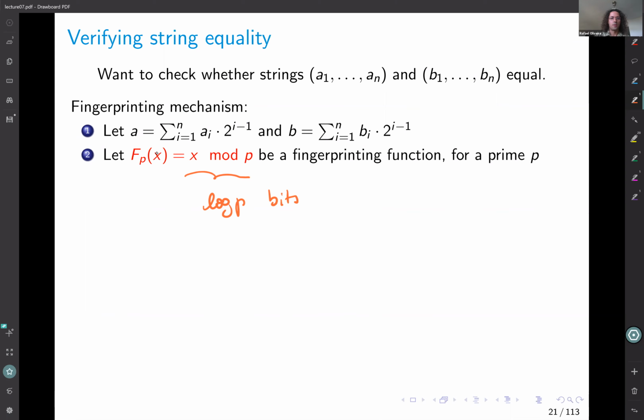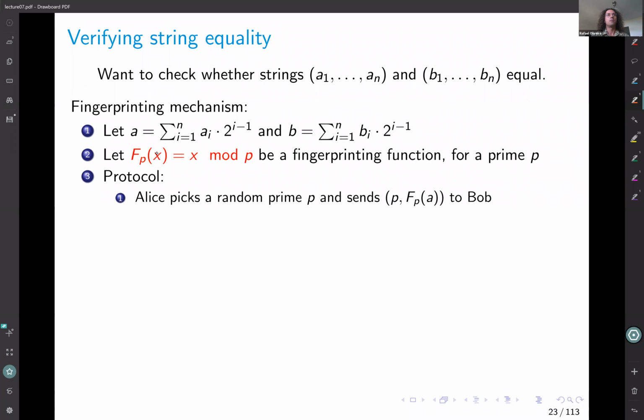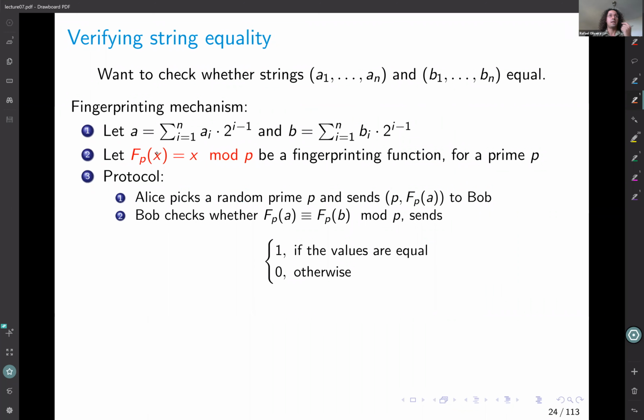So here's the protocol. Alice will pick a random prime p, and Alice will send both p and the fingerprint of her database to Bob, right? So we're sending the prime plus the fingerprint. Then Bob is going to check, because if Bob knows the prime, Bob knows how to compute his fingerprint. So Bob checks whether the fingerprints are the same, and then he will send 1 if the values are equal, or 0 otherwise. Does that make sense? So that's the protocol they're doing.